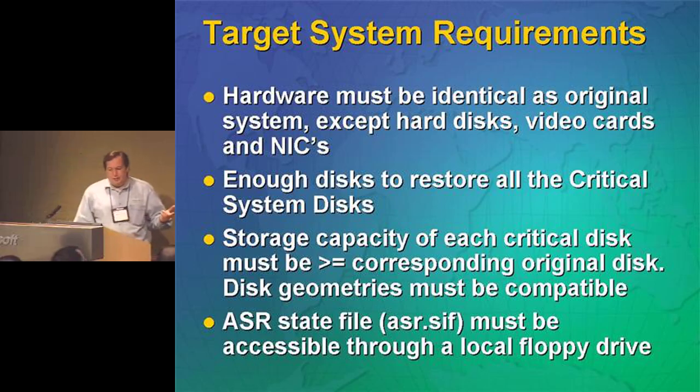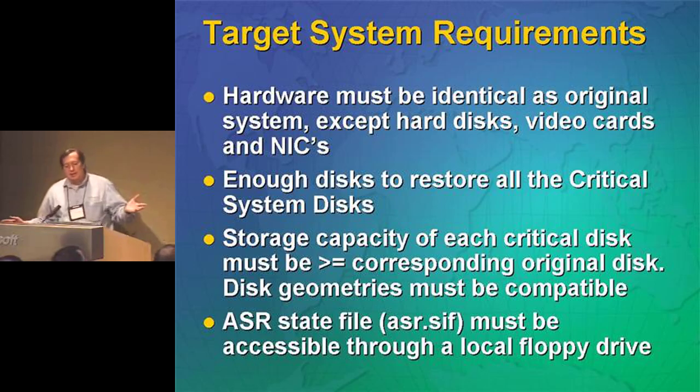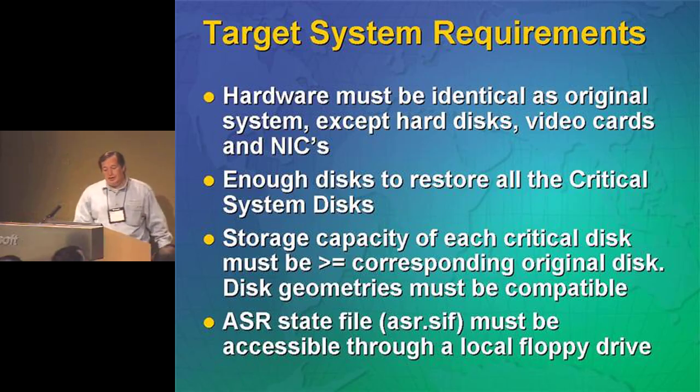So you have to have the same number of disks. The storage capacity of disk has to be at least equal to, and greater is fine. And the disk geometries have to be compatible. If the size is very, very close, there's 10 gig drives that are 10 gig drives, and there's 10 gig drives that are 10.01. So either you have to have the same geometry on your disk if you're changing a 10 for a 10, or just make it bigger.